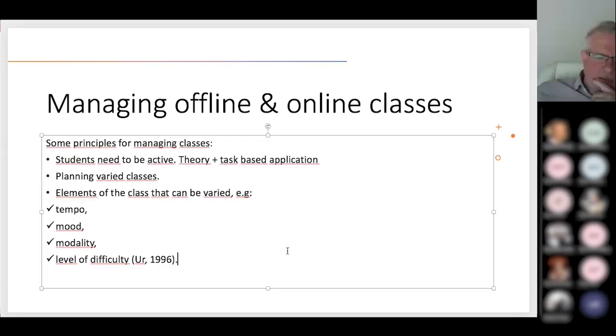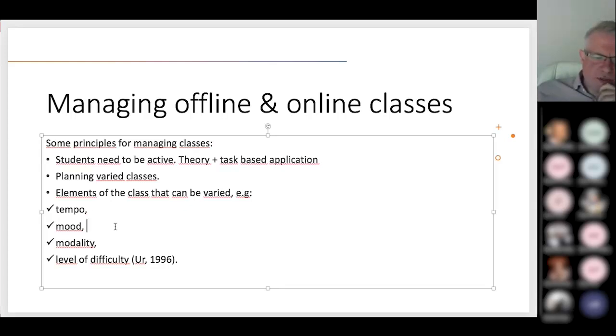Well, many years ago, when I first read a well-known course book, well-known among linguists and applied linguists, A Course in Language Teaching by Penny Ur, the one which is cited here, I read about those very elements of the class that should be or could be varied, such as tempo, modality, level of difficulty. I was trying to implement these principles quite consciously when planning my classes, but I think it is now that I can fully appreciate this principle of ensuring that the class that we're planning is varied in a number of different ways.